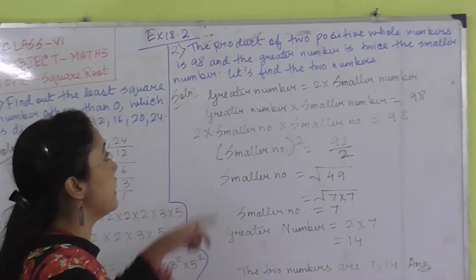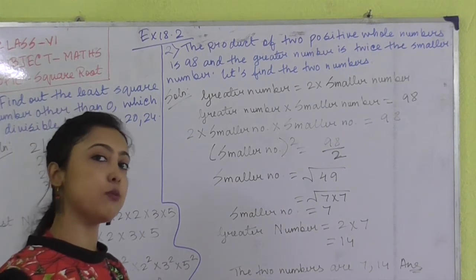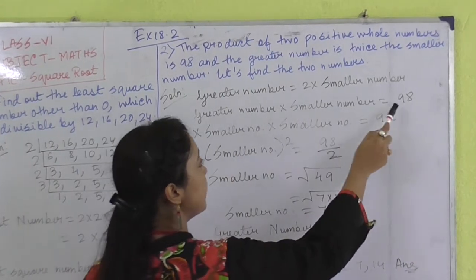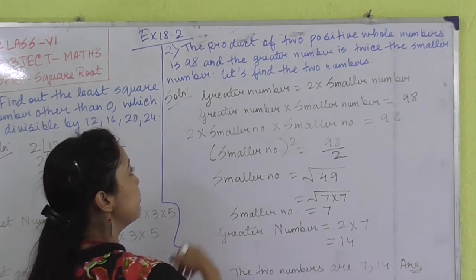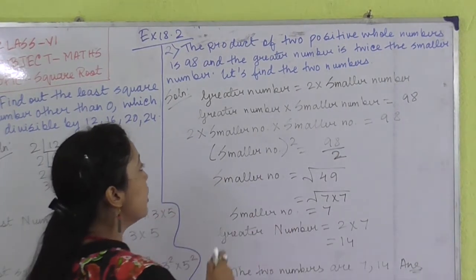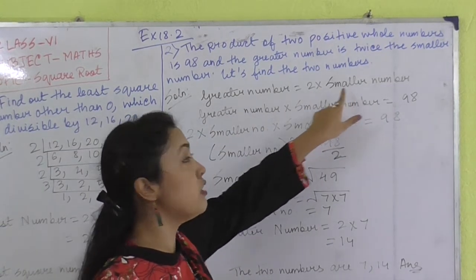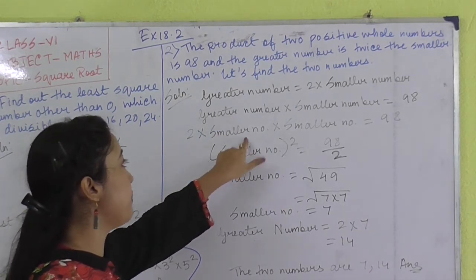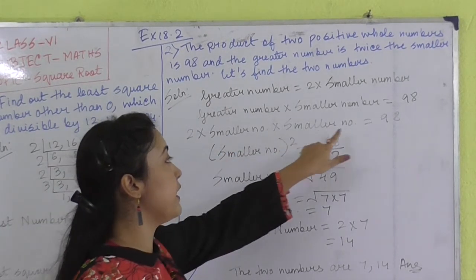Now it has been told that the product of two positive whole numbers is 98. So let's take two numbers, one is the smaller number and another is the greater number. So the product of the greater number and the smaller number is 98. Here we will substitute this value of the greater number. In place of the greater number we can write 2 into the smaller number, which we are getting from here. So 2 into the smaller number into the smaller number is 98.